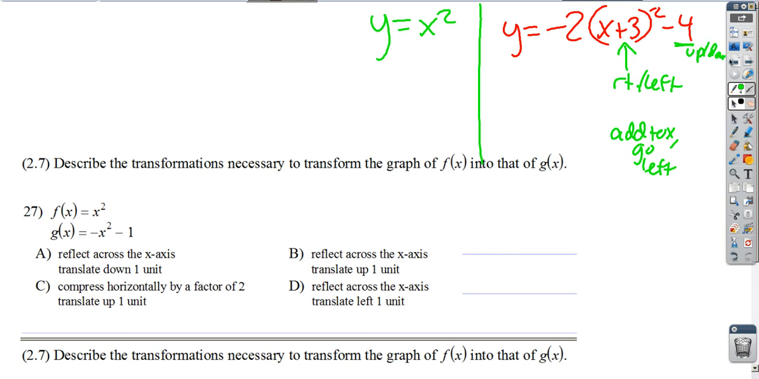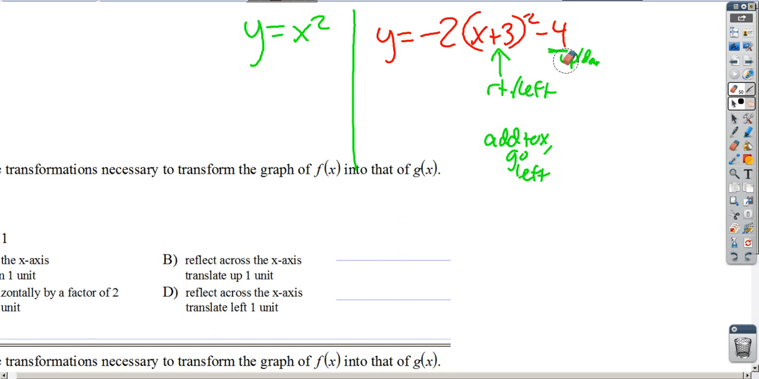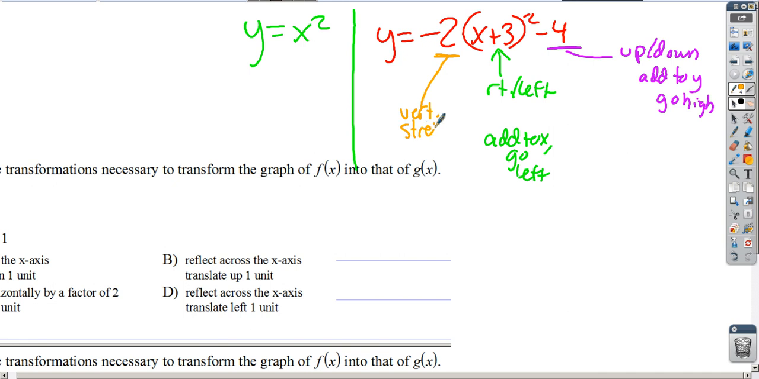And the saying for remembering that is, oops, let me use a different color just to keep these consistent here. This one is up or down, that number, and the way that you tell is with this kind of saying, add to y, go high. So if you're adding a number right there, you go up. We're subtracting a number, so we're going to go down. Okay, this number in front right here tells us if it's going to vertically stretch or shrink. And if it's bigger than 1, you stretch it. If it's smaller than 1, you shrink it. That number 2 is bigger than 1, so it would be a stretch.